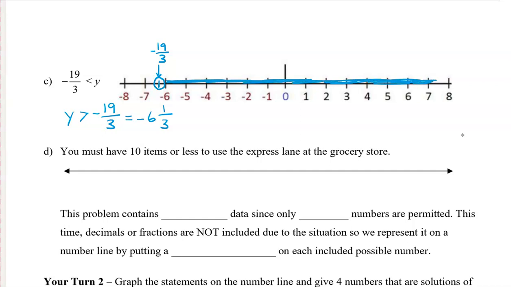And we can keep going all the way. So values that would work for y would be negative 6, negative 5, 0, and 1.